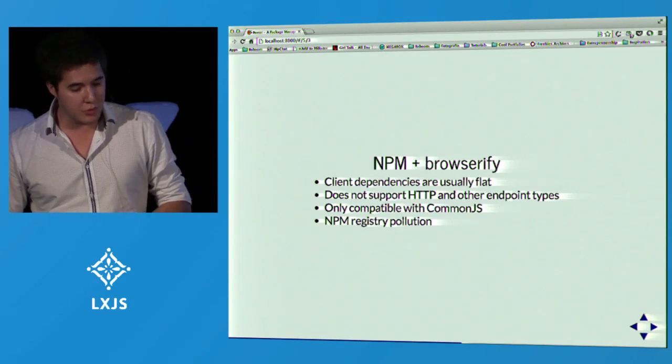between Bower and the others. You have Component, which is only compatible with CommonJS and requires that the package has a component.json file. You have Jam and Volo, which are only compatible with AMD. You have NPM and Browserify.